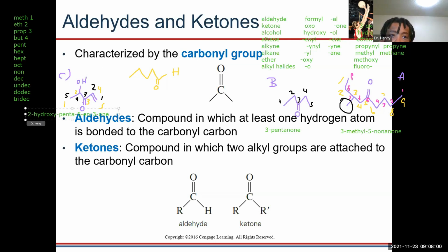So this guy would be called, let's move this over here. Longest carbon chain, let's count. So that's 1, 2, 3, 4, 5. So this guy would be called pentanal. I'm sorry, pentanal. And it's usually a terminal chain anyway, so then you wouldn't have to put the 1, you just call it pentanal. Okay?